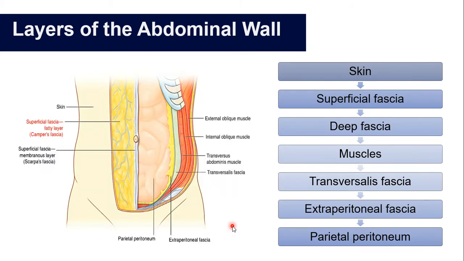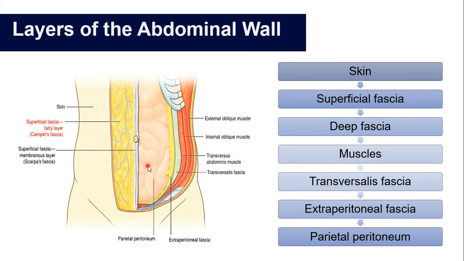So as you can see, the superficial fascia is divided into a fatty layer called the Camper's fascia, and then the membranous layer called the Scarpa's fascia. So again, this part is your Camper's fascia. As you can see, there are a lot of yellow areas, and these are your fats, which is definitely called the fatty layer. And then we have here the membranous layer right here, or the Scarpa's fascia.